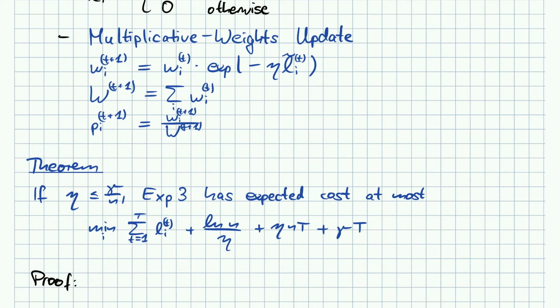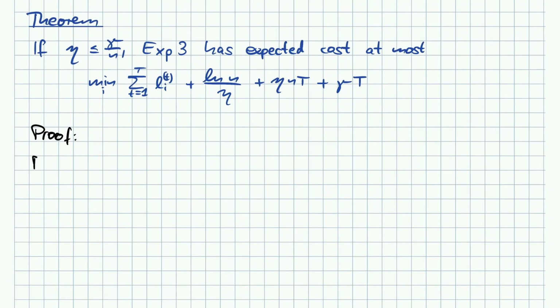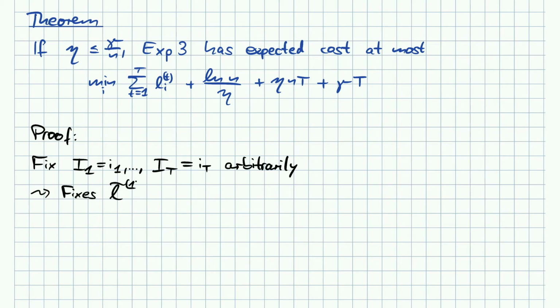And how do we prove this? As I was saying, we prove it more or less the same way as we did our analysis of this basic algorithm last time. How did we do this? Well, let's first fix I1 through I capital T arbitrarily. This, of course, fixes also these fake vectors that we're using for our multiplicative weights update. And this way also these p's that we will be seeing, those are also now fixed.